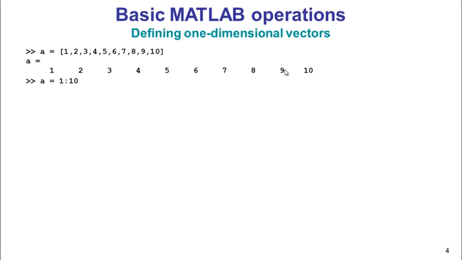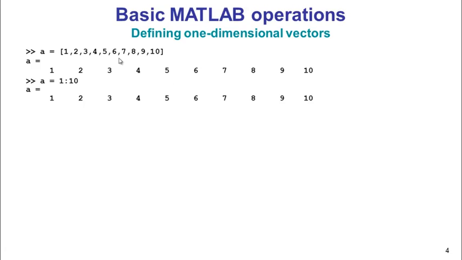You could get the same answer if you typed in a equals 1 colon 10. What that does is it has evenly spaced integers from wherever you start up to wherever you end. See all the numbers from 1 to 10, just like you had up here, but you didn't have to type in every single one of the values.